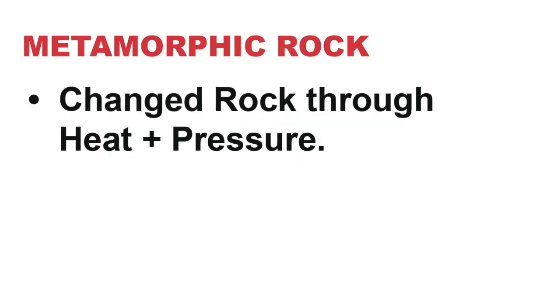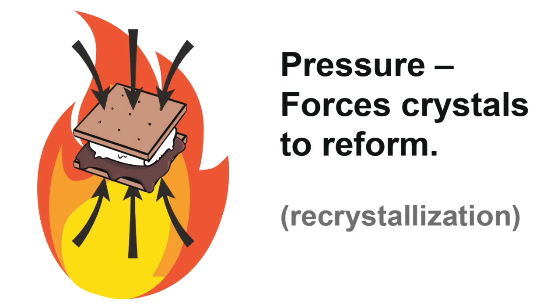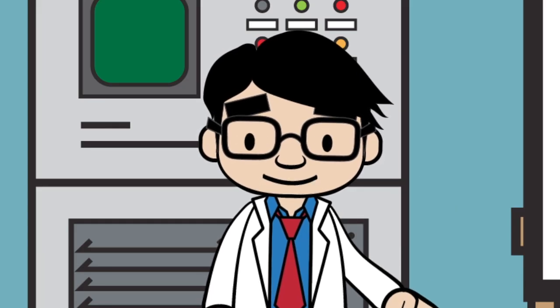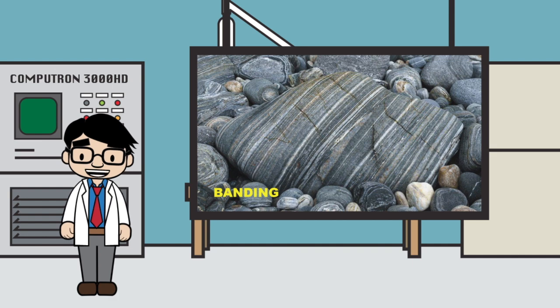Metamorphic rock is made by changing rocks through heat and pressure. The heat partially melts the rock, allowing particles to move just a little bit, and the pressure forces crystals to reform. It's kind of like a s'more, where you heat it up and then squish it. Metamorphic rocks are easy to identify because of their noticeable banding, however don't confuse them with sedimentary rock.